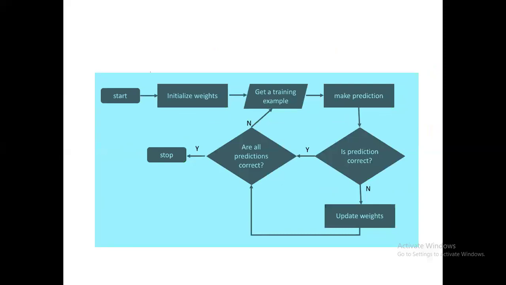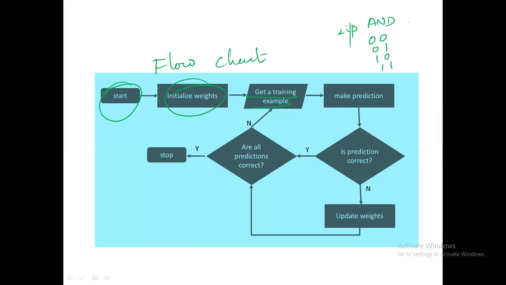So this is the basic flow chart. We have to start and then initialize the weights. Get a training example. For example, I am considering the two input AND gate. I have the patterns 0 0, 0 1, 1 0, 1 1. What is my targeted output? 0 0 0 1. We have to apply these patterns, and for that we have to initialize the weights, get the training example and make the predictions.